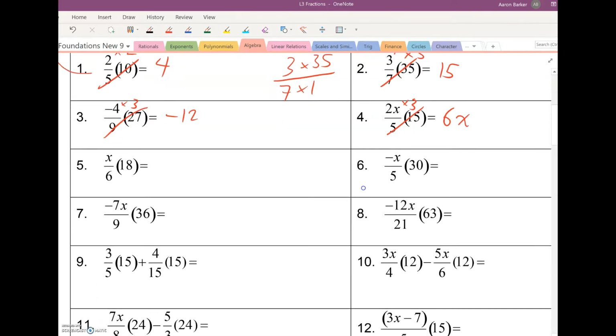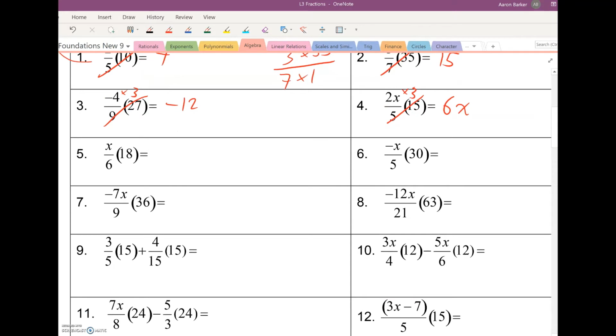So all we're really doing is canceling out our denominator, because we're dividing by the number that we're multiplying by. So 6 and 18. 18 cancels with the 6. It becomes 3. And so we have x times 3, which is 3x. Okay, always put your coefficient in front. 30 and 5 cancels to 6. So when you multiply, you're going to get negative 6x. So negative x times 6.